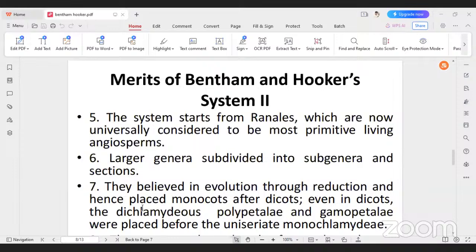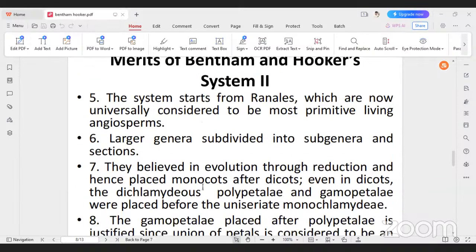The system starts from Ranales order, which is now universally considered to be the most primitive living angiosperms. That is also one of the best merits. Larger genera are subdivided into subgenera and sections for our convenience.